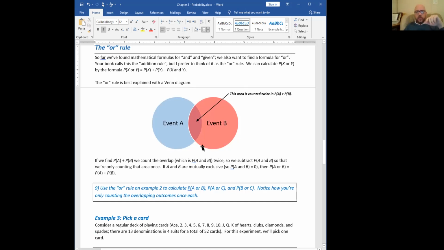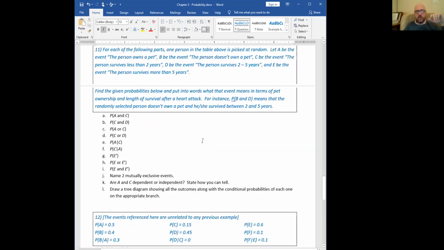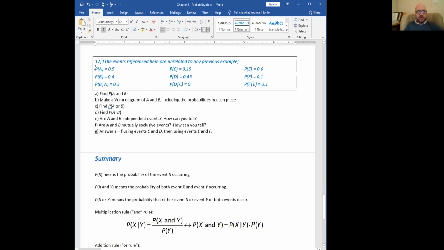So the place I want to go for this is down to the bottom here. My last example are some events. I'm going to do this first one right here, A, B, and B given A. And I'll show you what we can do with this. Again, A and B don't refer to the same thing that they did before. So let me go ahead and make a whiteboard so that we can look at these. I'm going to write all this down. Probability of A is 0.5, B is 0.4, and B given A is 0.3.